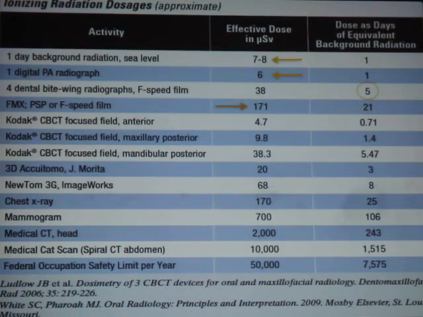So if we compare this to the Kodak small field of view in the maxillary anterior area, that would be about 4 by 6 centimeters, and it would be less than 1 day of radiation for the patient.